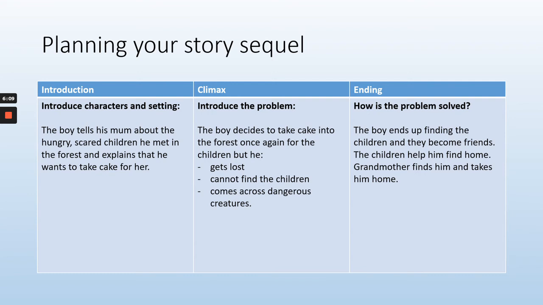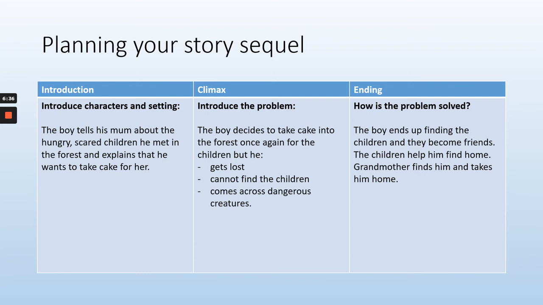And then, how is the problem solved? Have you said in the last column how the boy gets out of trouble? Does he end up finding the children and they become friends? Does the children help him find his home again? Or does grandmother find him and take him home? That's some problem-solving ideas. You might have a different one.